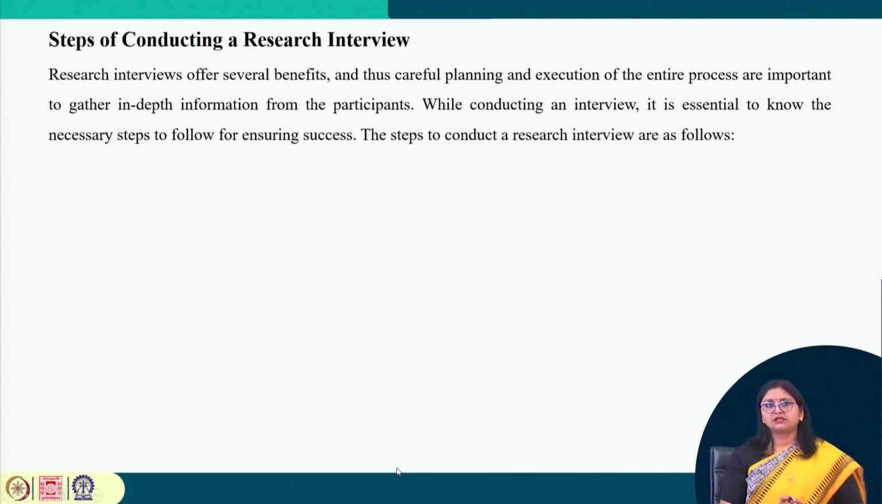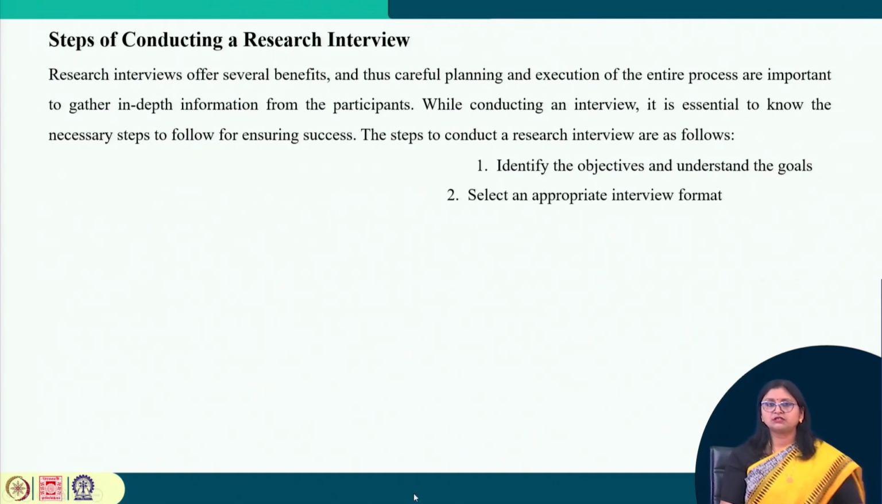Now, the steps conducting a research interview. Research interview offers several benefits, and thus careful planning and execution of the entire process is very important to gather in-depth information from the participants. While conducting an interview, it is essential to know the necessary steps to follow for ensuring success. The steps to conduct a research interview are as follows: first, identify the objectives and understand the goals of the research, then select an appropriate interview format.